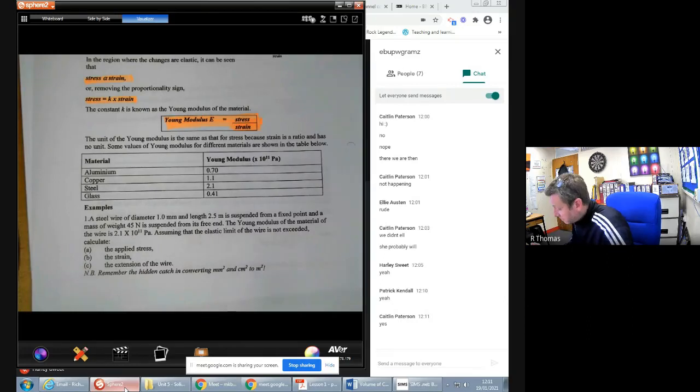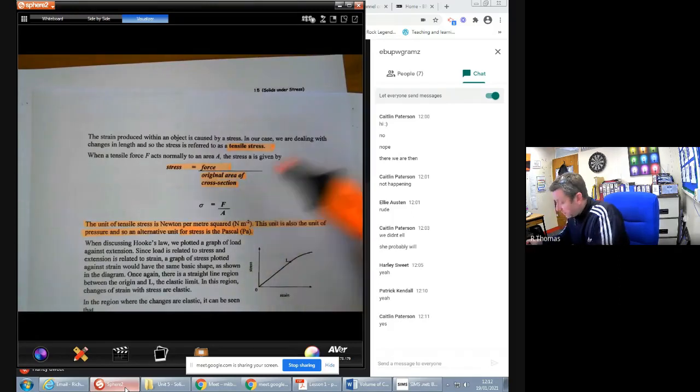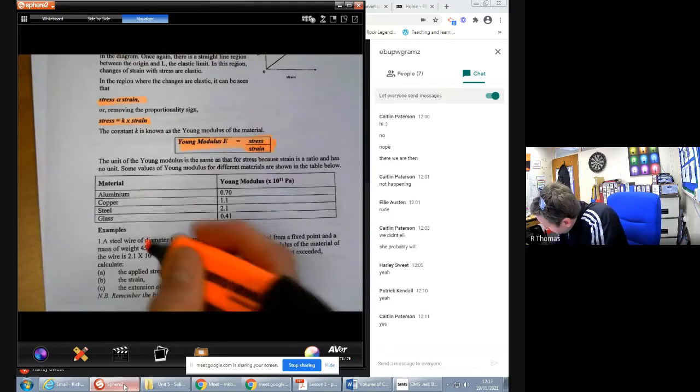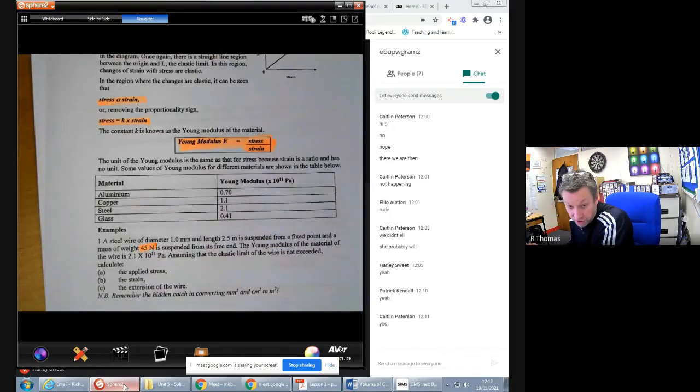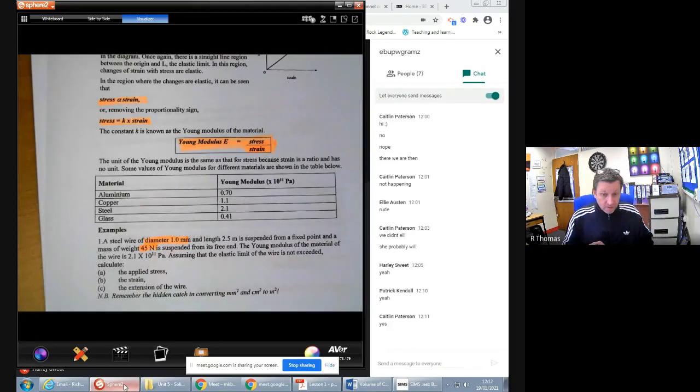So the stress we know is the force divided by the cross-sectional area. They've given us the force, it's 45 newtons. We can work out the cross-sectional area because we're assuming a wire is cylindrical, and they've given us the diameter. Don't forget the area of a circle is pi r squared. Change that diameter to a radius, careful with your units, pi r squared it to get the area, and you can calculate the stress.